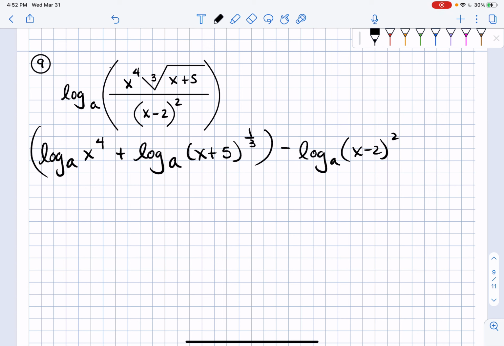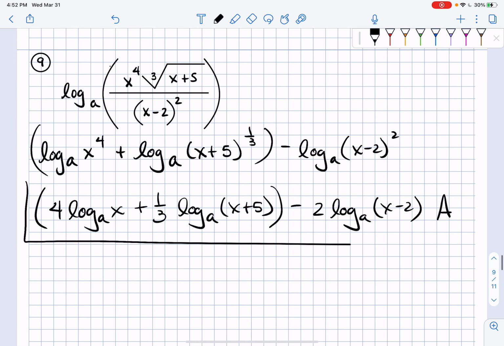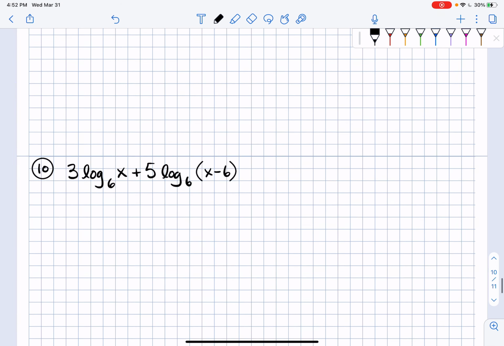All right. So, power rule. So here it gives me 4 log base A of x plus 1/3 log base A of x plus 5 minus 2 log base A of x minus 2. And in that being said, that is, ladies and gentlemen, choice A. That seems so long. Here we go. On to number 10.